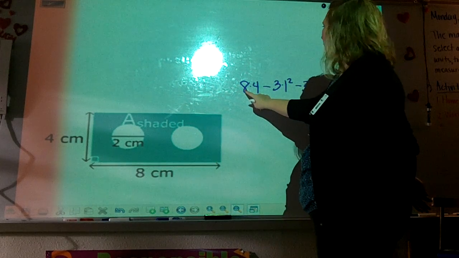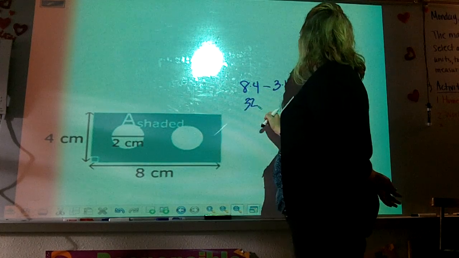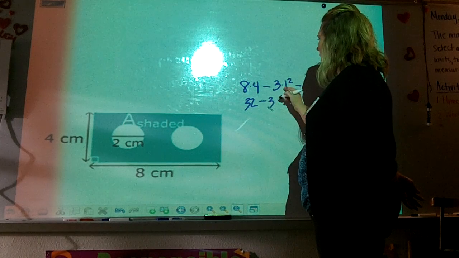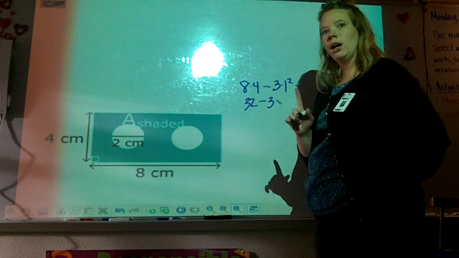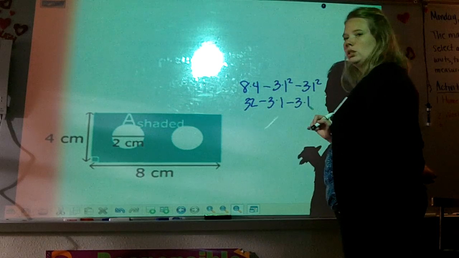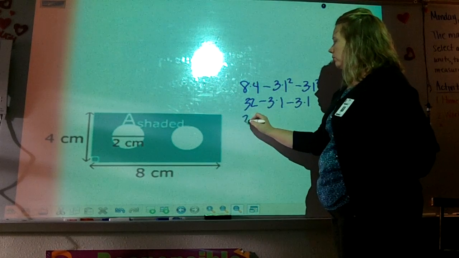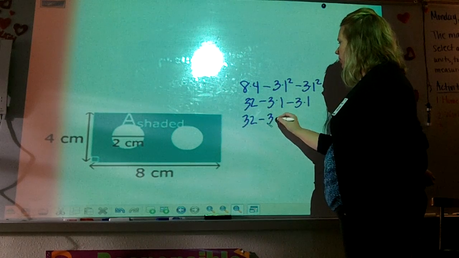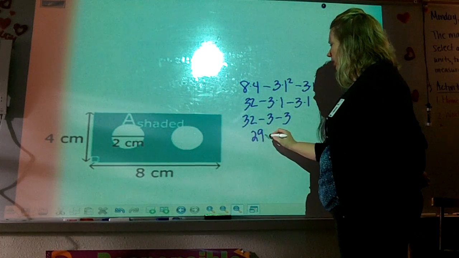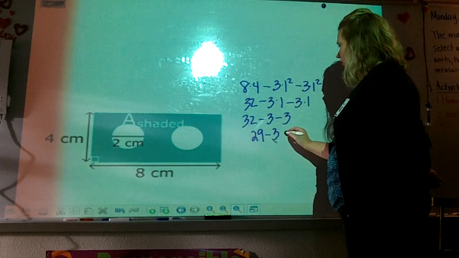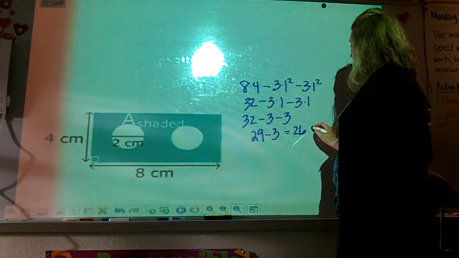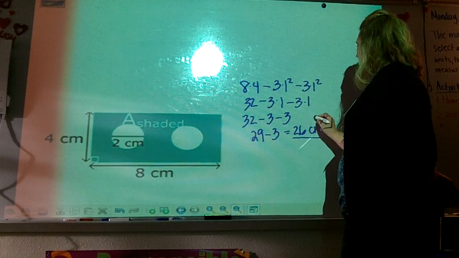Alright, so I need to multiply 8 times 4, which is 32, and subtract 3 times 1 squared. So I need to multiply out 1 squared first. 1 squared means 1 times itself, so 1 times 1, which is 1. Do the same thing on the next one, 1 times 1, which is 1. 32 minus 3 times 1 is 3. 3 times 1 is 3. 32 minus 3 is 29 minus 3. 29 minus 3 is 26. Again, my unit is centimeters, and it's centimeters squared or squared centimeters.